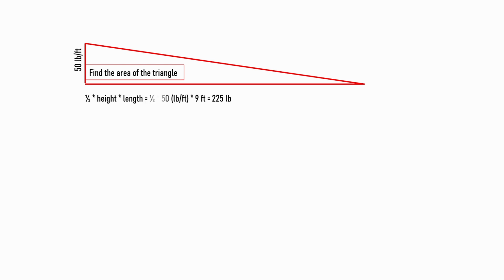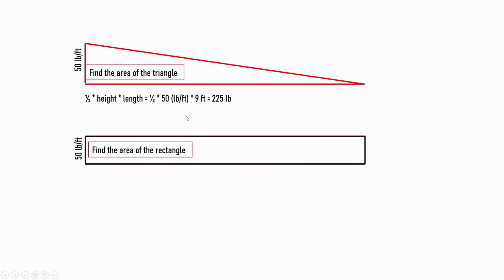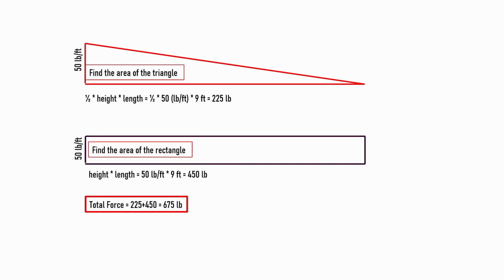Now we have to find the area of the triangle, because we need to find the equivalent force for the triangle. We know the area of the triangle is half times height times length. Here the height is 50 pounds per feet, and the base is 9 feet. After multiplying all those, we are left with 225 pounds, as feet and feet cancel out. Similarly, for the rectangle, we find the area and get 450 pounds, and the total force will be 675. It's a very basic calculation.